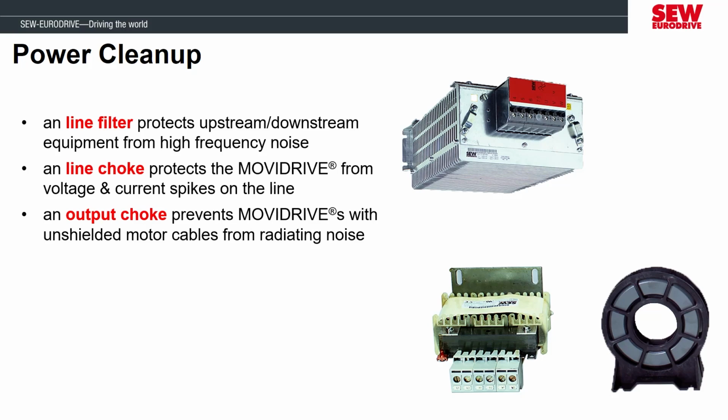This is helpful in cases where unshielded motor cable was used and there may be an encoder cable routed near the motor cable that could see some electrical interference.